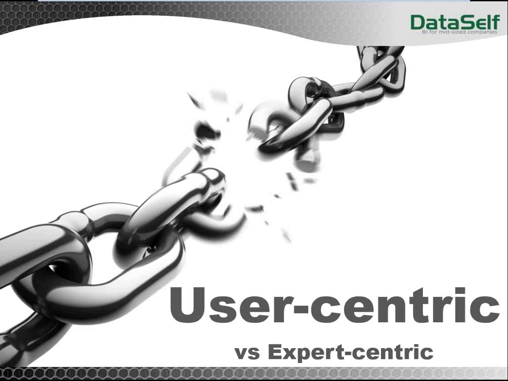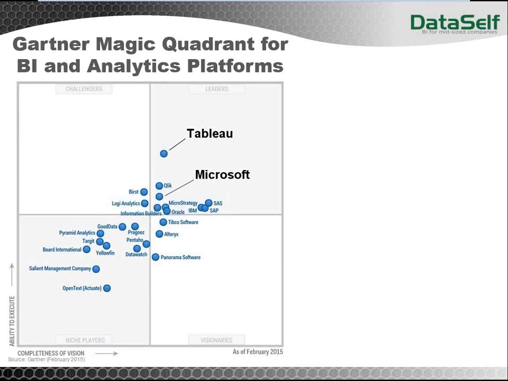How can we do it? Why do we provide user-centric technology while the other solutions for SalesLogix are expert-centric? Let me tell you why. Well, this is a chart from Gartner. Gartner is one of the most reputable companies doing technology assessment for Fortune 2000 companies, the upper market. Every year, they assess how the BI and analytics players are doing in the upper market.